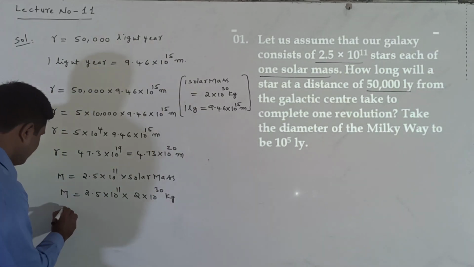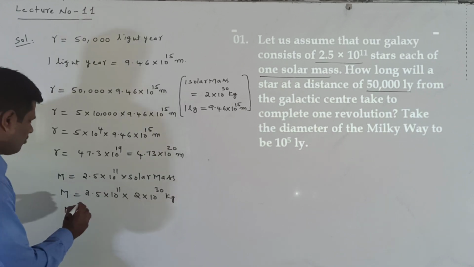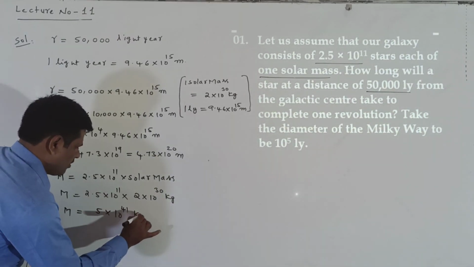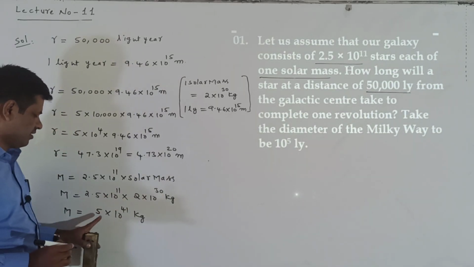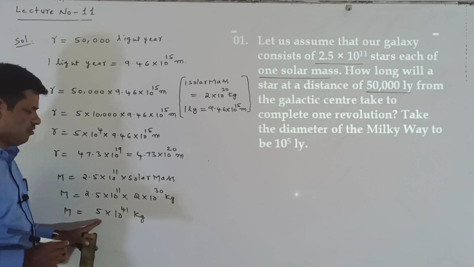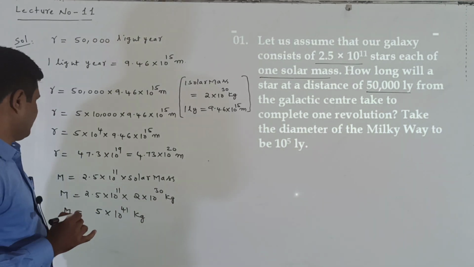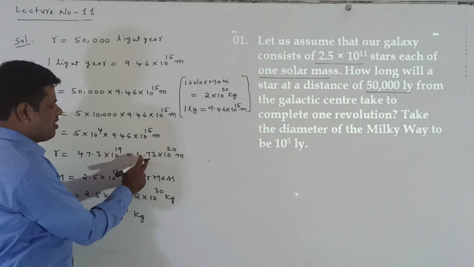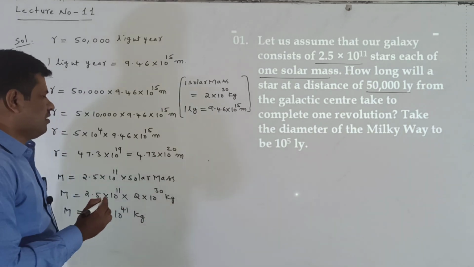Now what are we getting here? Mass is equal to 2.5 into 2, which is 5, into 10 power of 41 kg. Here 30 plus 11 is equal to 41, and 2.5 into 2 is equal to 5. So 5 into 10 power of 41 kg is the mass we are getting. Now the distance is equal to 4.73 into 10 power of 20 meters.